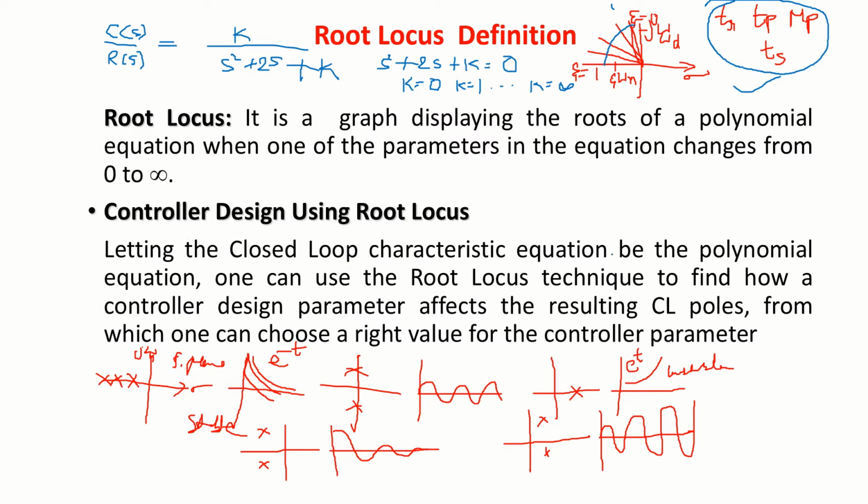Let the closed loop characteristic equation be the polynomial equation. One can use the root locus techniques to find how a controller design parameter K affects the resulting closed loop poles, from which one can choose the right value of the controller parameter. So we can choose the right value of K to achieve the required transient response specification. So that's the idea about the root locus.